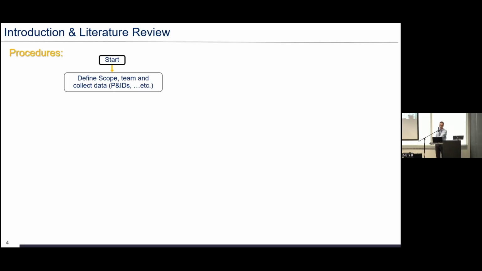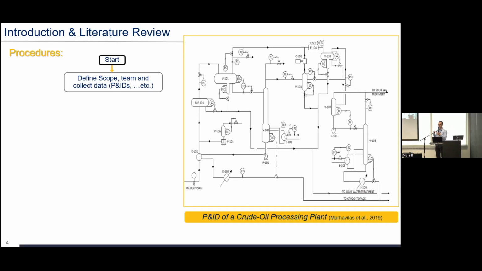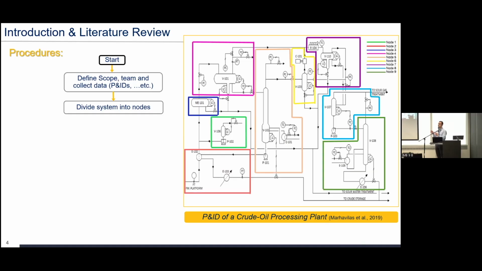To conduct this method, it mainly consists of three main phases. The first one is definition and preparation, to define scope and node boundaries and collect technical data, mainly the piping and instrumentation diagram, which are the design drawings. As you can see here, this is an example of a P&ID, or piping and instrumentation diagram, of a crude oil plant. The next phase is organization, to divide the whole design into small manageable sections, which are referred to as P&ID nodes.